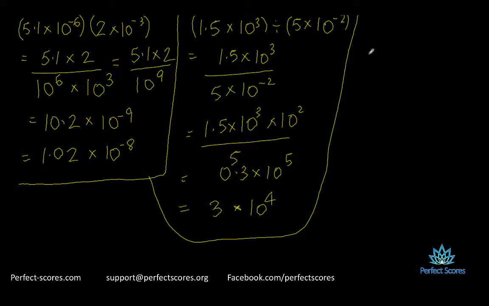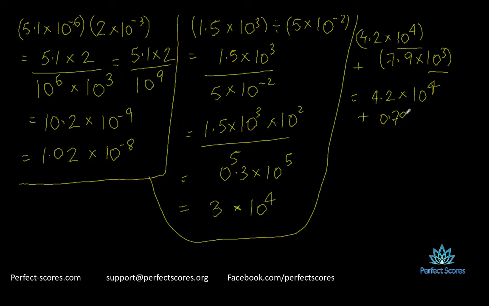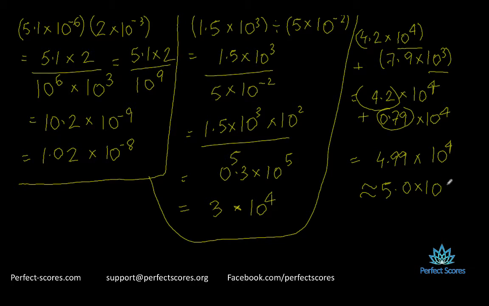Now let's try one with addition. Let's say you have 4.2 into 10 raised to the power 4 plus 7.9 into 10 raised to the power 3. Now for addition and subtraction, it's very important that these quantities are similar. So you either change the first one or you change the second one. Let's suppose I change the second one. So I get this plus 0.79. I've shifted the decimal one place to the left, so that means I have 1 added to the power. So these two values are the same, so you can take them out common. So this becomes 4.99 into 10 raised to the power 4. Because these are common, you don't have to add them. You just have to add these numbers. So you can round it off and say that it's 5.0 into 10 raised to the power 4.